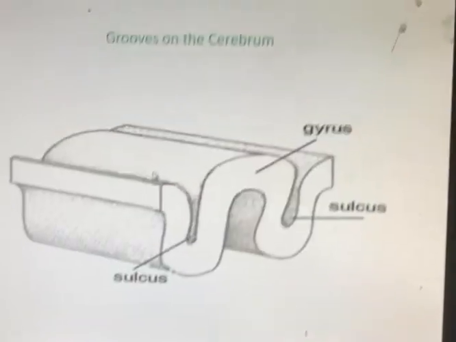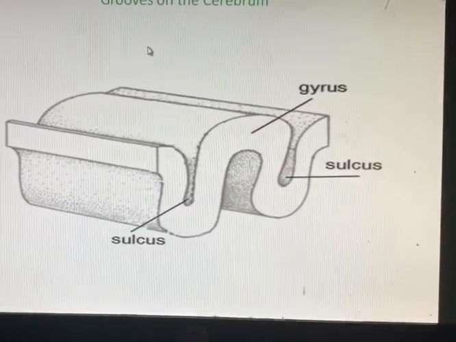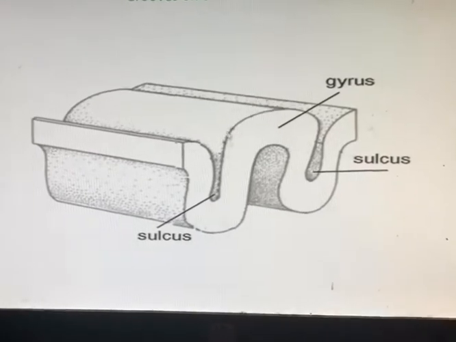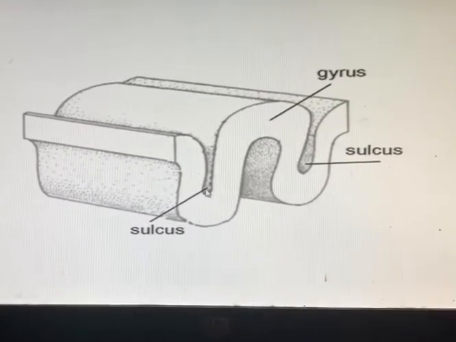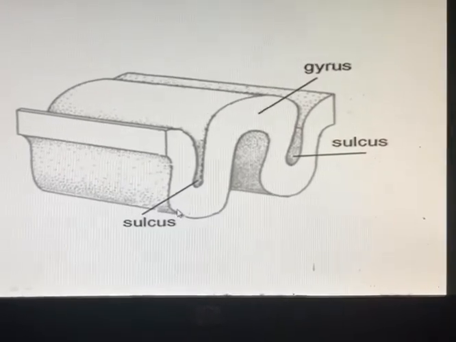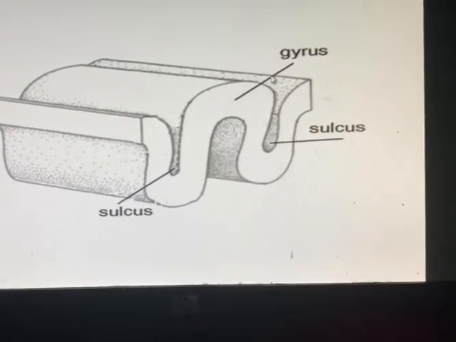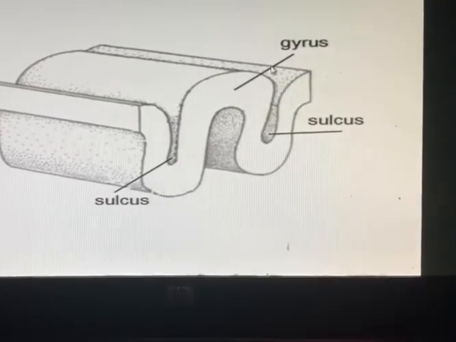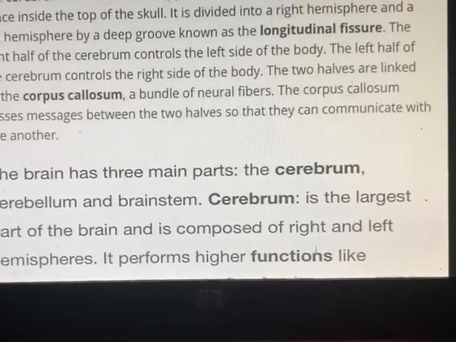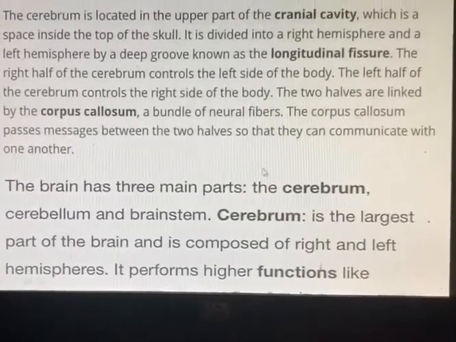Well, there are some grooves on the brain. You see lots of grooves in the cerebrum. The lower grooves are called sulcus and the upper ridges are called gyrus. In plural form, they are called sulci and gyri. And inside the cerebrum, you see different parts.